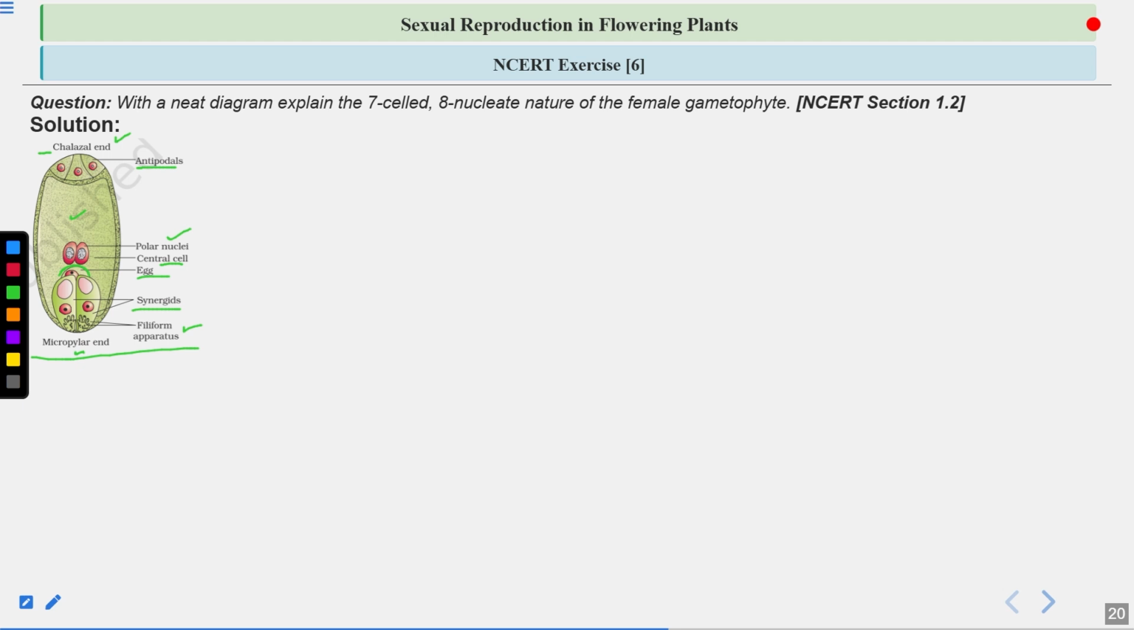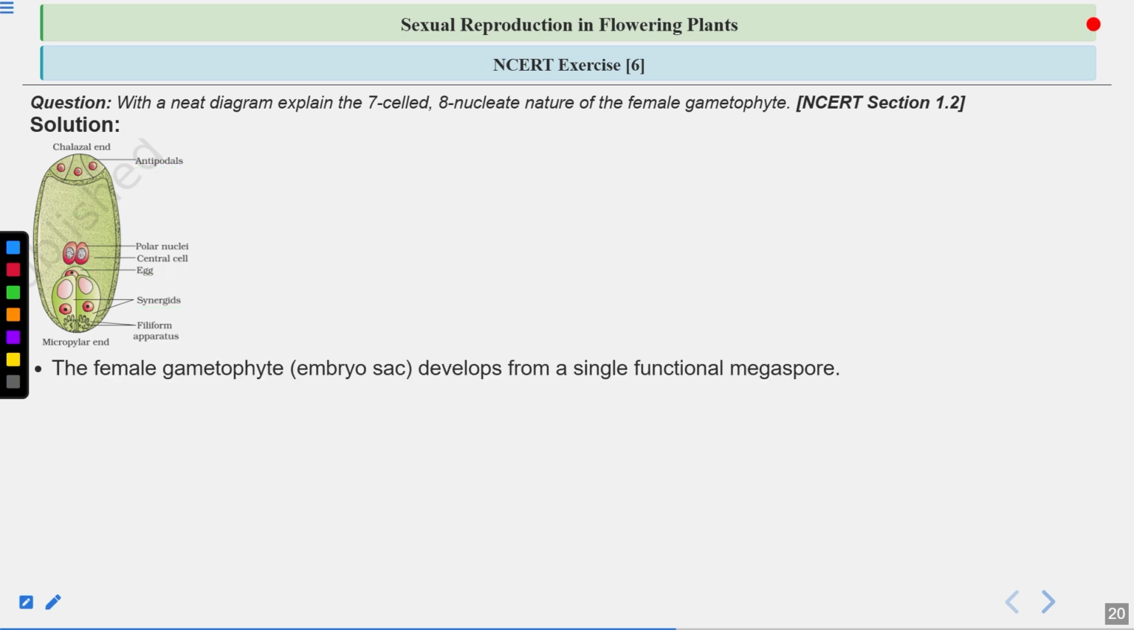I am just repeating one more point. The megaspore mother cell, one of the nucellus cells that gets differentiated, was diploid. It undergoes meiosis and forms 4 megaspores. Out of these 4 megaspores, 3 degenerate. Only one functional megaspore is there, which is involved in the formation of this female gametophyte, the 7-celled 8 nucleate structure. The female gametophyte or embryo sac develops from the single functional megaspore, and that functional megaspore is haploid in nature.